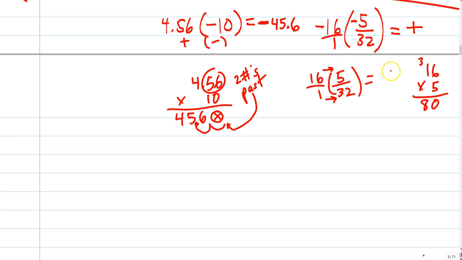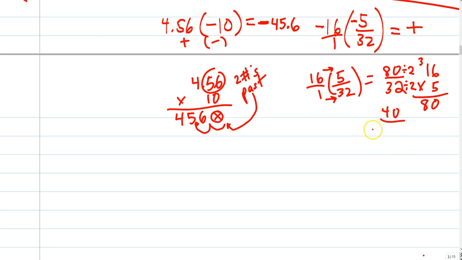So where were we at? On the top is 80. On the bottom, 1 times 32 is 32. Bad news is we're not done. 80 and 32 must be reduced. So I'm going to divide the top and bottom. I would see something bigger, but if you're not sure, you go, well, at least they're both even. Let's cut them in half. Half of 80 is 40.